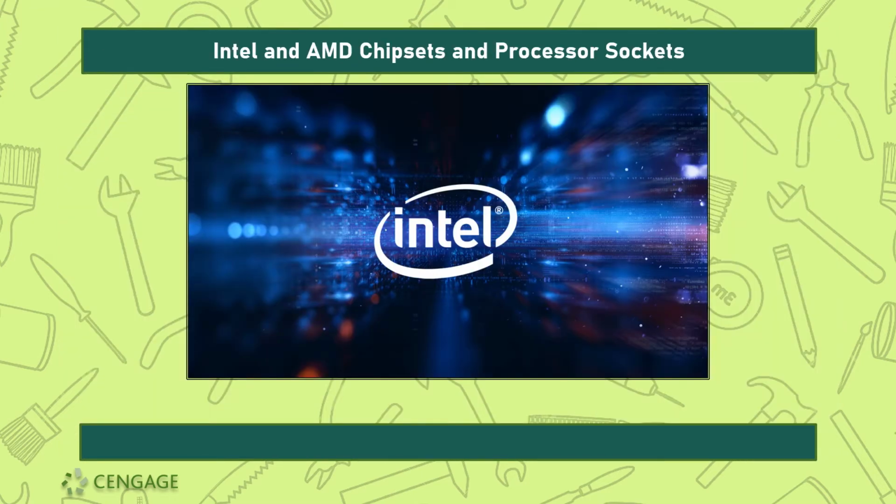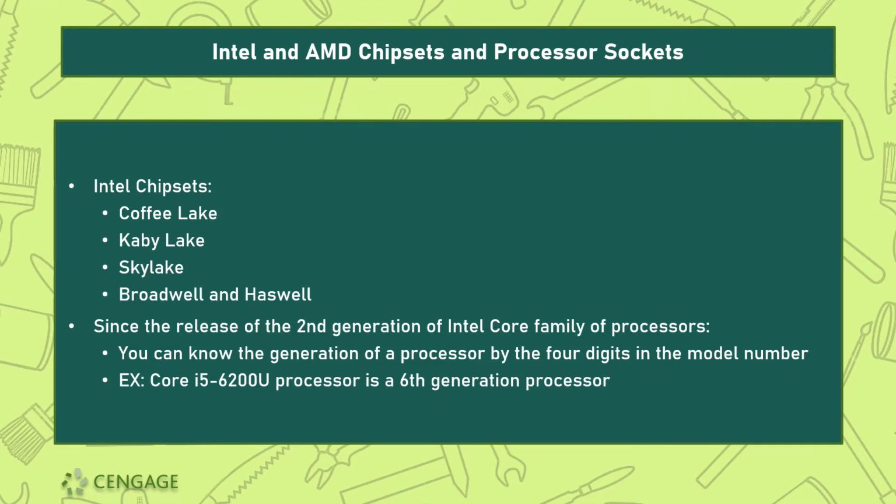So let's talk about Intel specifically. Intel has some current chipsets that we're aware of, like Skylake, Kaby Lake, and Coffee Lake. Even far back you can reach to 5th generation Broadwell and Haswell. Now, since the 2nd generation of Intel Core family processors, we can know what generation a processor is by its model number. So if we say a Core i5-6200U, we know that it is a 6th generation 200 class processor. So the first number in the 4 digits tells us what generation something belongs to.